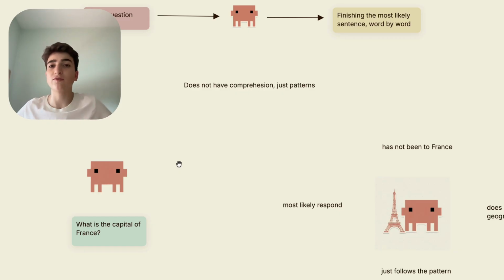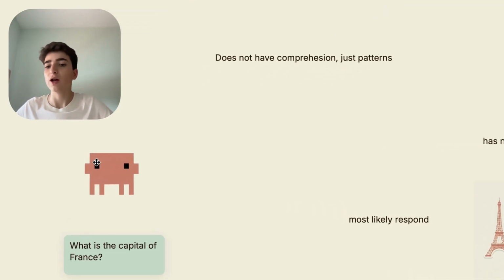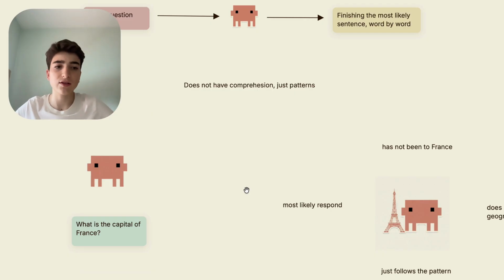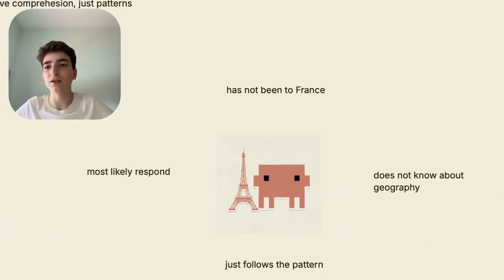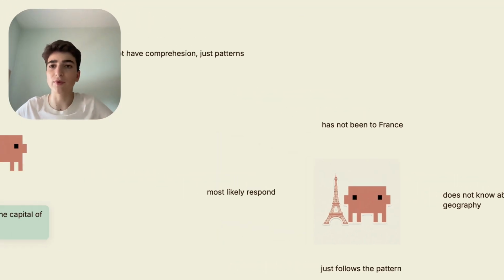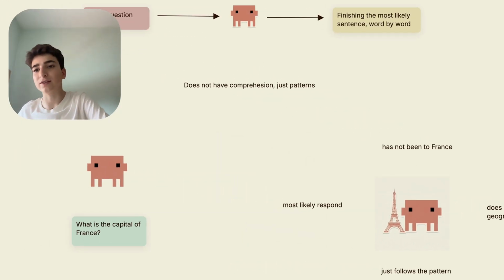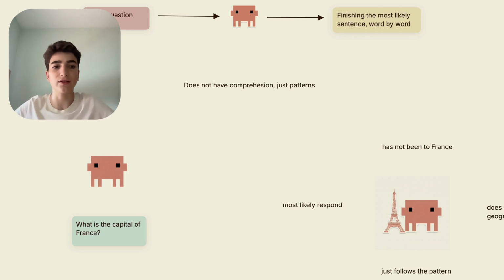Because it doesn't understand, it works like this. In this example, if we ask Claude Code, for example, what is the capital of France, it can respond that it's Paris, and it's correct. But it knows this from all the data it has been trained on, and it has recognized that the capital of France is Paris from all the patterns in that data.